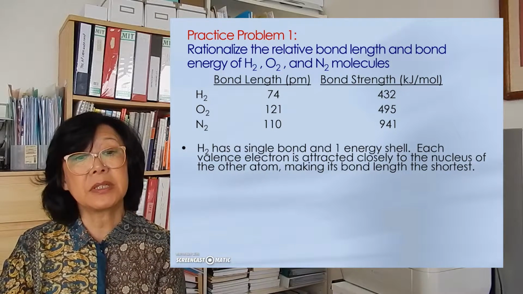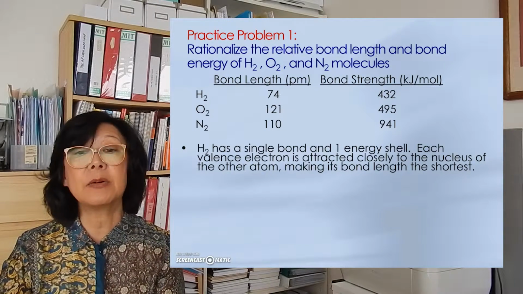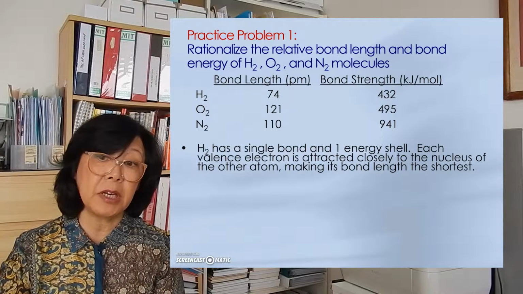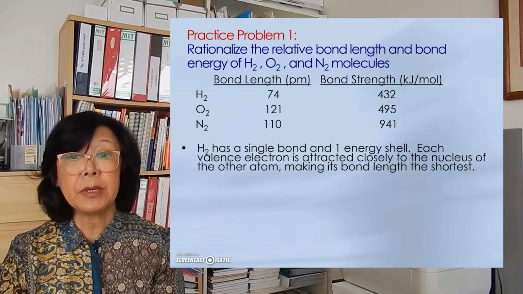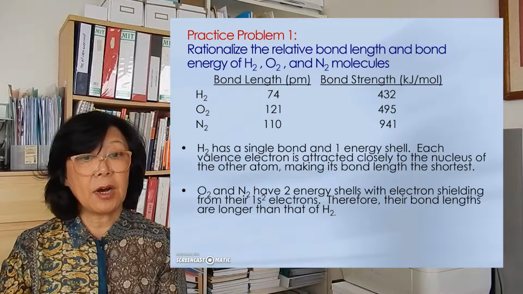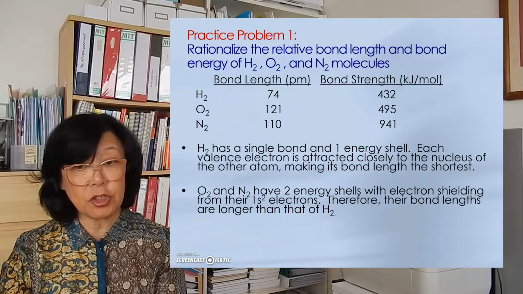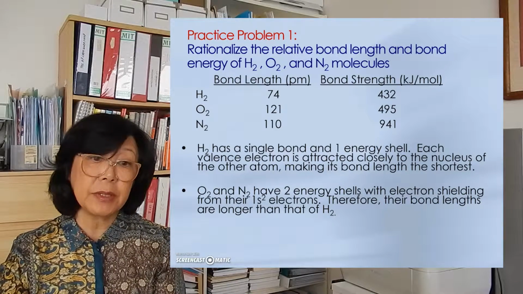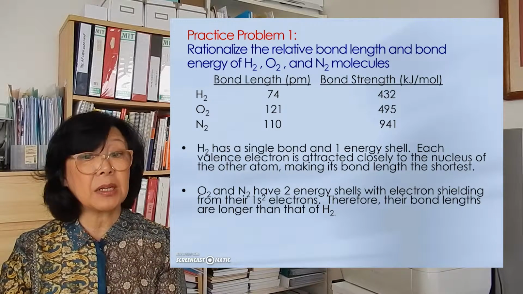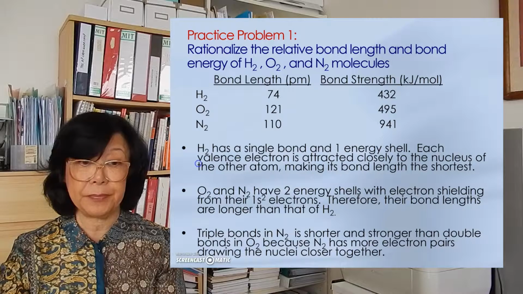Hydrogen would have a single bond and one energy shell, so each valence electron is attracted very closely to the nucleus of the other atom, making the bond length the shortest. With oxygen and nitrogen, they have 2 energy shells, so they have the electron shielding effect from the 1s2 electrons. Therefore, their bond lengths are longer than that of hydrogen.